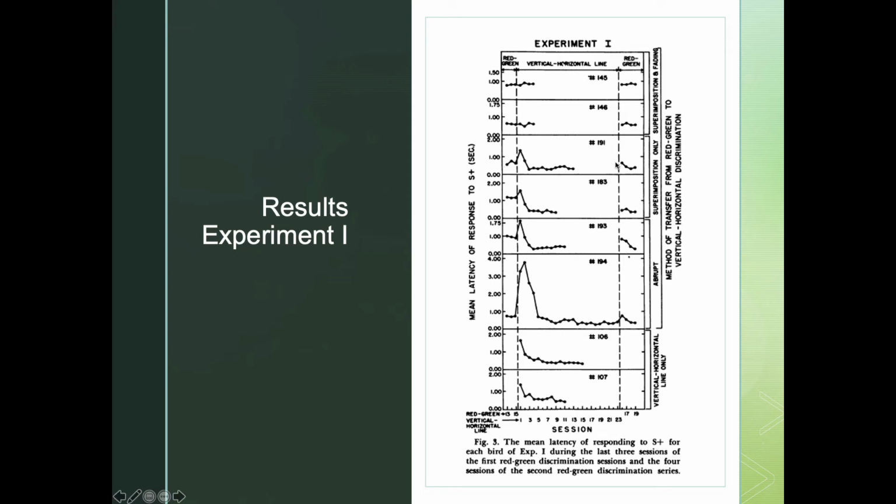Okay, so we'll talk about that in the second experiment. Here's some more data. This is the mean latency of responding to the S plus for each bird in the conditions, and you can see the different conditions here. So the superimposition and fading, you see that the latency really didn't change from the red-green discrimination into the vertical line discrimination, as well as in the second red-green discrimination. But in other conditions, there was a change in the latency to responding.